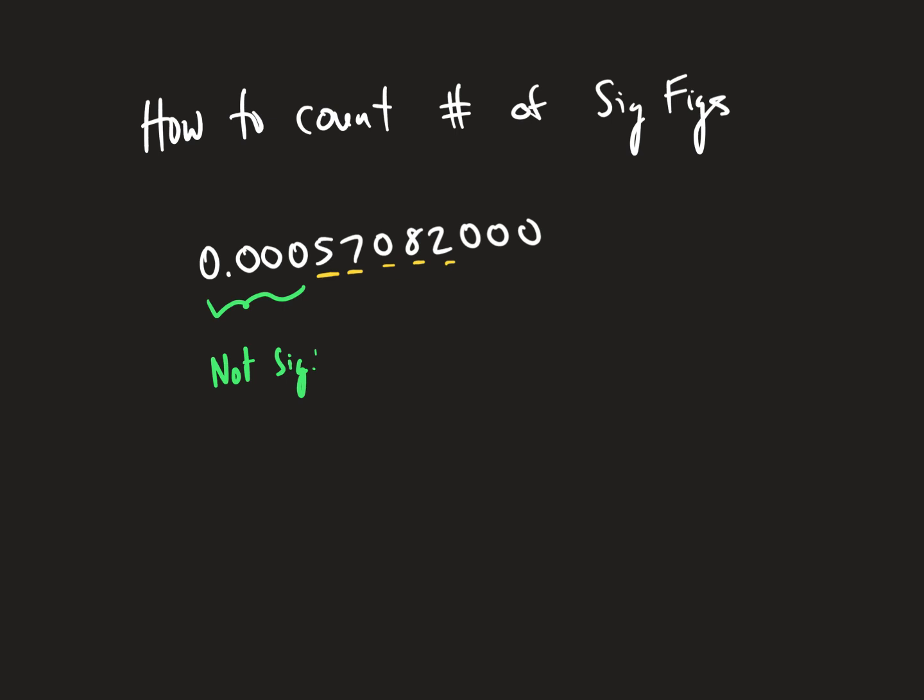What about the ones to the right? They are only significant if what? If there is a decimal point in the measurement. So yes, they are there. So there's 1, 2, 3, 4, 5, 6, 7, 8 of them. 8 sig figs. Questions? Okay.